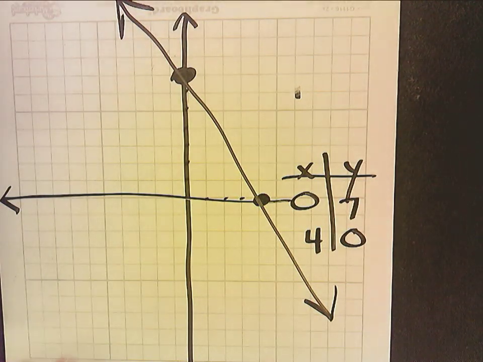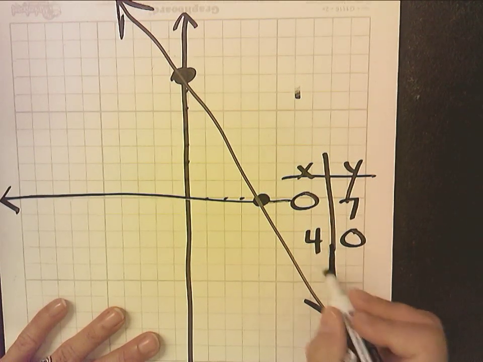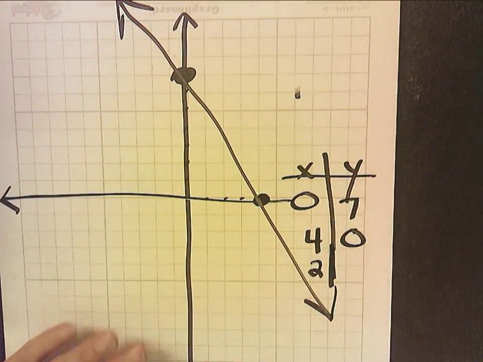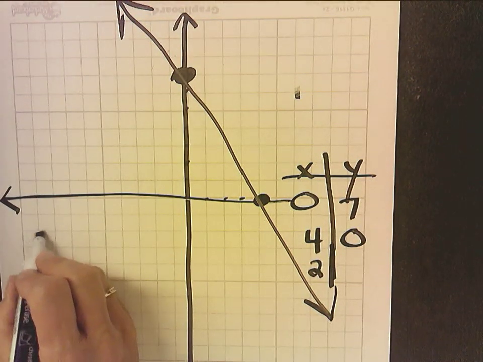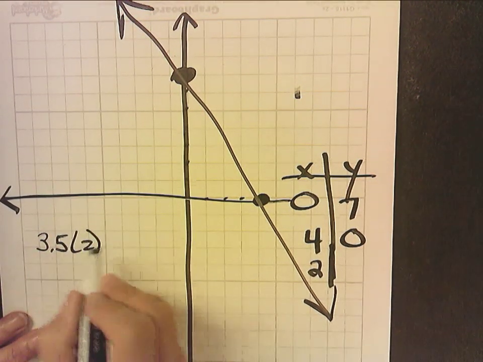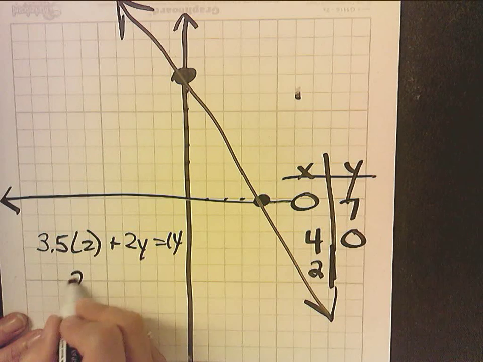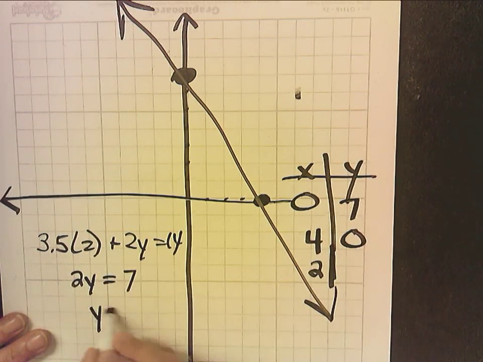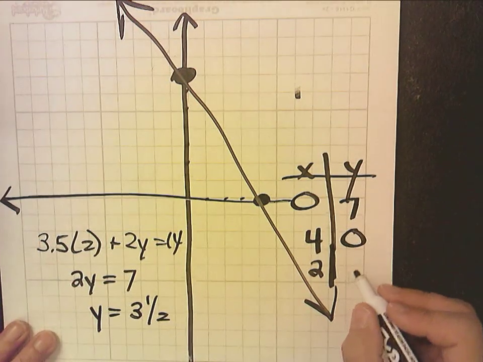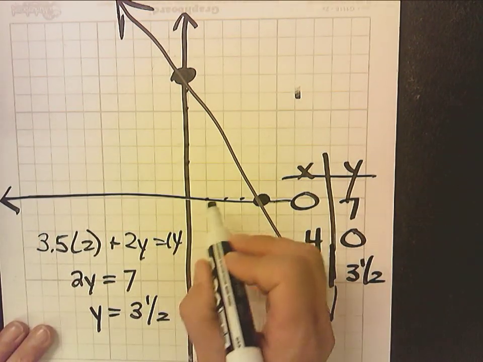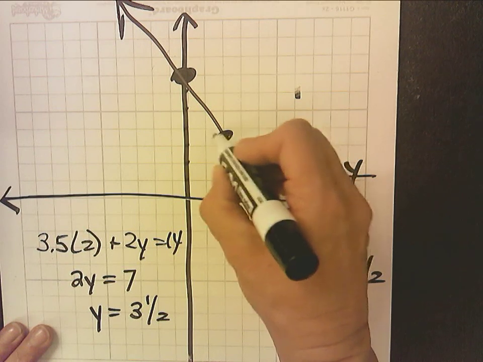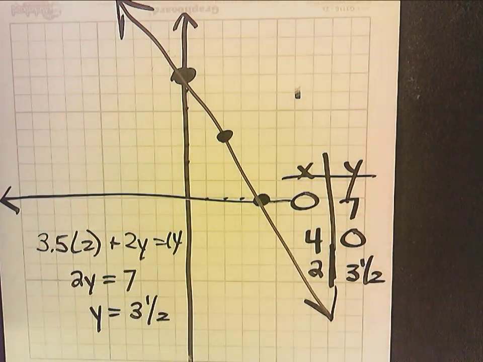Now, something you should also do is pick another point. I'm going to pick when x is 2. Now I'm going to plug in x equals 2 into my equation. So this is 7. If I subtract 7 from both sides, I get 2y equals 7, y equals 3.5. So when x is 2, y is 3.5. And I'm doing this just to check to see if I graphed it correctly. And look, when x is 2, y is 3.5. So it is a good idea to pick another point just to check and make sure you graphed it correctly.